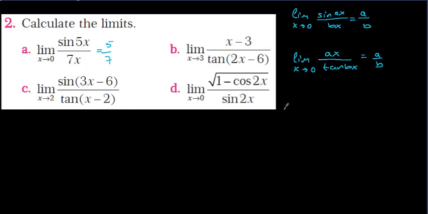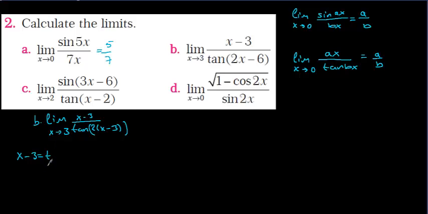I didn't explain this one before, but for the b1, the limit as x tends to 3 of x minus 3 over tangent 2 times x minus 3. We have the formula x over tangent x, or bx over tangent ax. When x approaches 3, x minus 3 is going to be 0, and tangent 0 is 0. This is an indeterminate form for us. But we can use substitutions also.